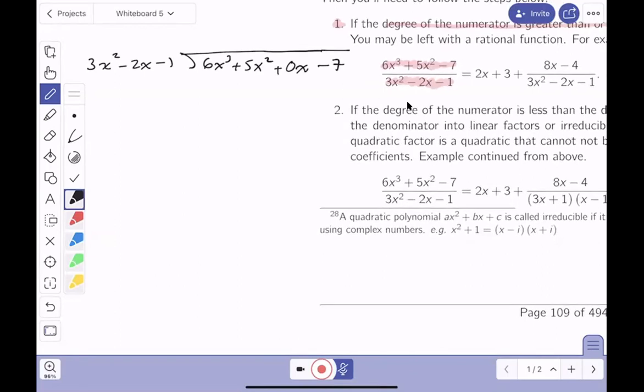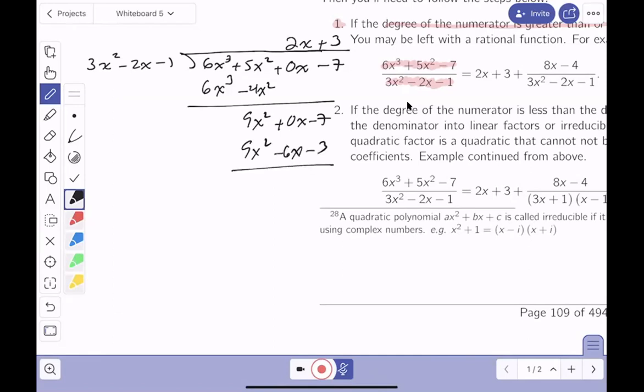All right, let's take a look at that. What am I going to do? What multiplies 3x squared to match the 6x cubed? Well, that would be 2x. Let's write that down. So what do you get? 6x cubed minus 4x squared. Then you have to subtract. What do you get? 9x squared. Let me drop a place down, and repeat until you get to the edge. What do you get over here? Plus 3. What does that give you? 9x squared minus 6x minus 3.